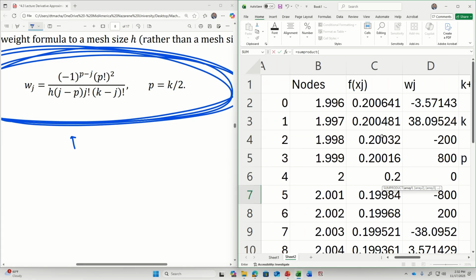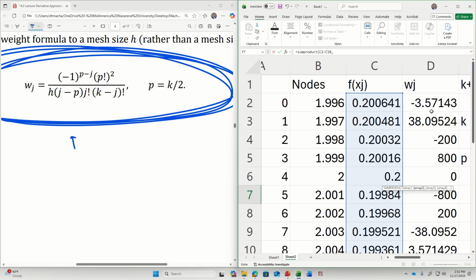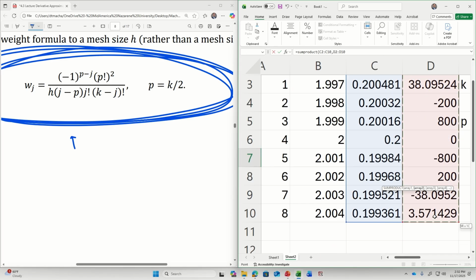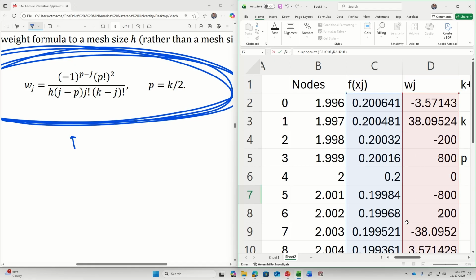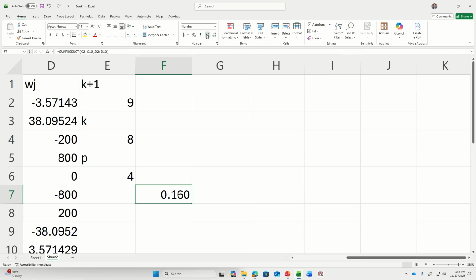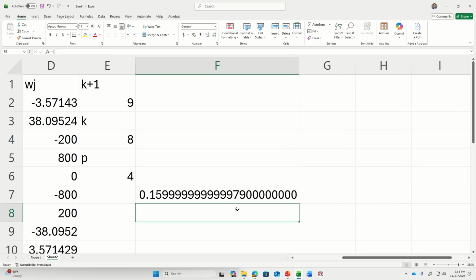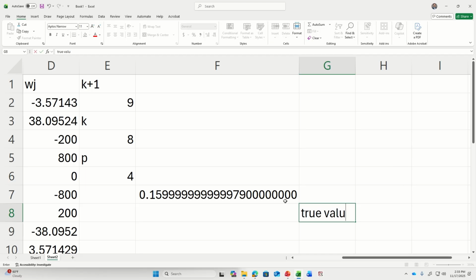You can multiply the function value times the weights, like that. Just select the 2 ranges, and then hit enter. And so that's my approximation. That's my quadrature. So that's like scary good, because the true value was 0.16.